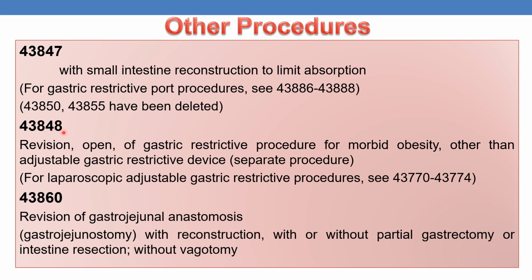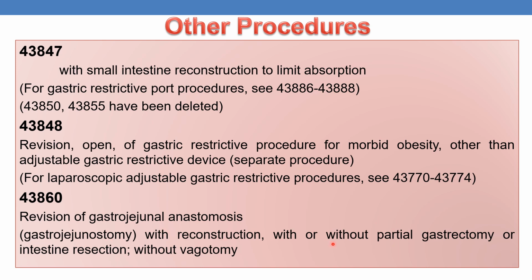The next CPT is 43848. Revision open of gastric restrictive procedure for morbid obesity other than adjustable gastric restrictive device. And for laparoscopic adjustable gastric restrictive procedure, you need to refer 43770 to 43774. The next CPT is 43860. It deals with revision of gastrojejunostomy anastomosis.